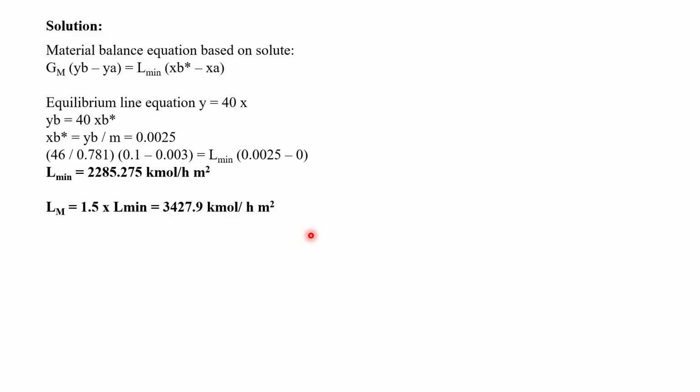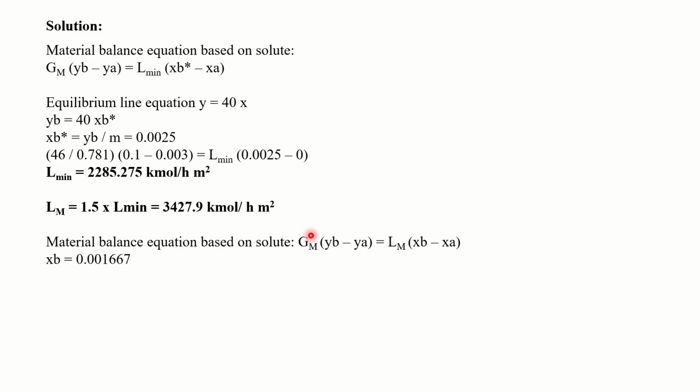Next, we'll move on to the calculation with respect to HTU and NTU. The material balance calculation is needed in order to get the exit concentration of solute in the leaving stream of liquid, that means XB. For that calculation, we make use of the material balance equation. So GM, you have LM calculated, YB, YA are given data, XA is also given, and we are finding XB through this equation, which is around 0.001667.